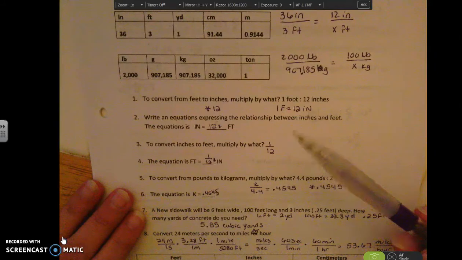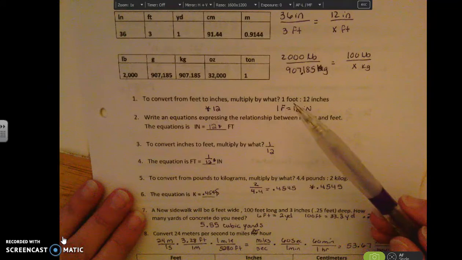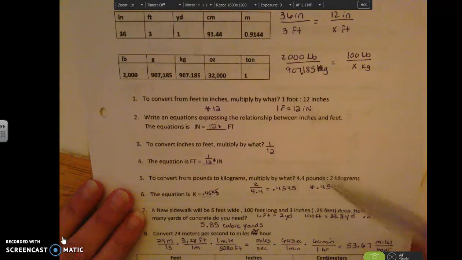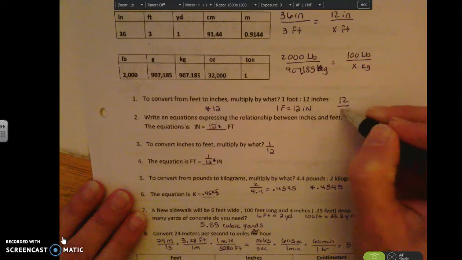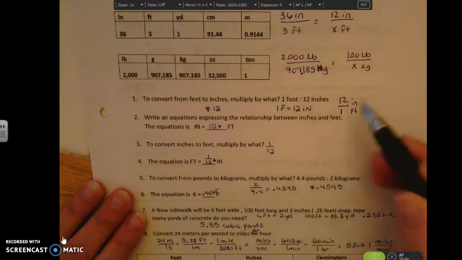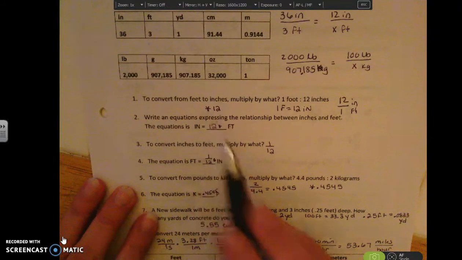To convert from feet to inches, you have to multiply by what? So 1 foot is equivalent to 12 inches. So what you're always going to do is, if I'm converting to inches, you're going to put the inches on top. So it's going to be inches over feet. So 12 over 1, I'd multiply by 12. And the asterisk is multiplication.